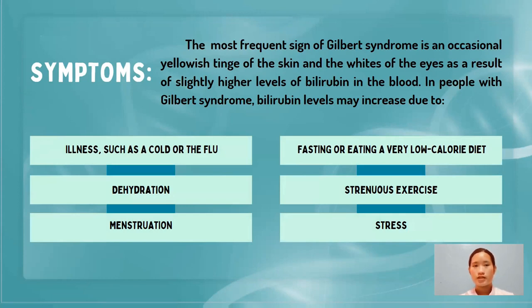Malnutrition is common in people with alcoholic hepatitis. Drinking large amounts of alcohol suppresses the appetite. Heavy drinkers get most of their calories from alcohol.